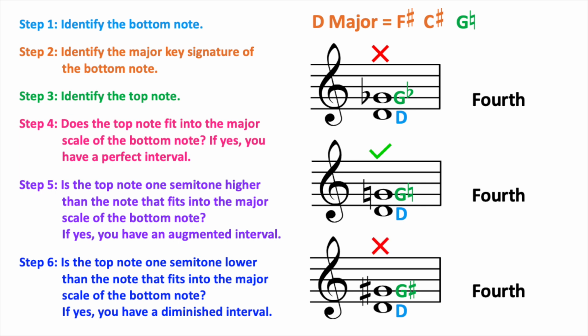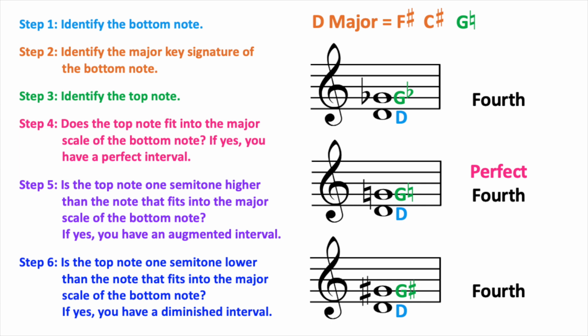The second part of step 4 tells us that if the top note does fit into the major scale of the bottom note, we have a perfect interval. So here we can call this interval of D to G a perfect fourth. Step 5 tells us that if the top note is 1 semitone higher than the note that fits into the major scale of the bottom note, we will have an augmented interval, while step 6 tells us that if the top note is 1 semitone lower than the note that fits into the major scale of the bottom note, we will have a diminished interval.